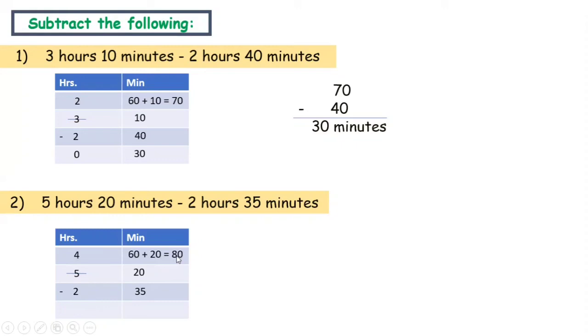Now we subtract 80 minus 35, which gives me 45 minutes. So I write 45 over here. And now 4 minus 2 gives me 2. So the final answer is 2 hours 45 minutes. I hope this subtraction sum is very much clear.